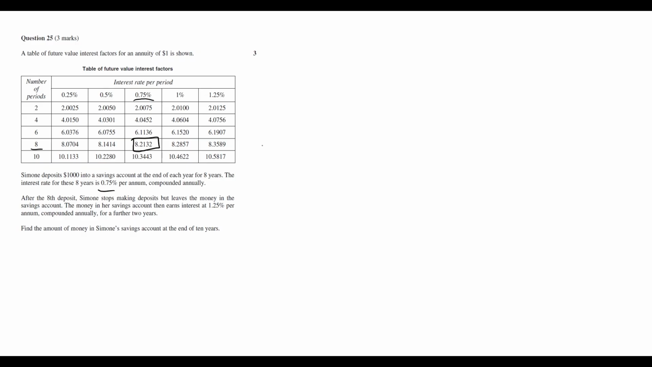So now that means that for $1,000 being invested at that rate for that time period, we know that after 8 years, it's going to be equal to 1,000 times 8.2132, which is simply equal to $8,213.20. Okay, so now that's after 8 years. So then we know that there's going to be some more interest accrued for the following 2 years. So let's use our compound interest formula to work that one out.